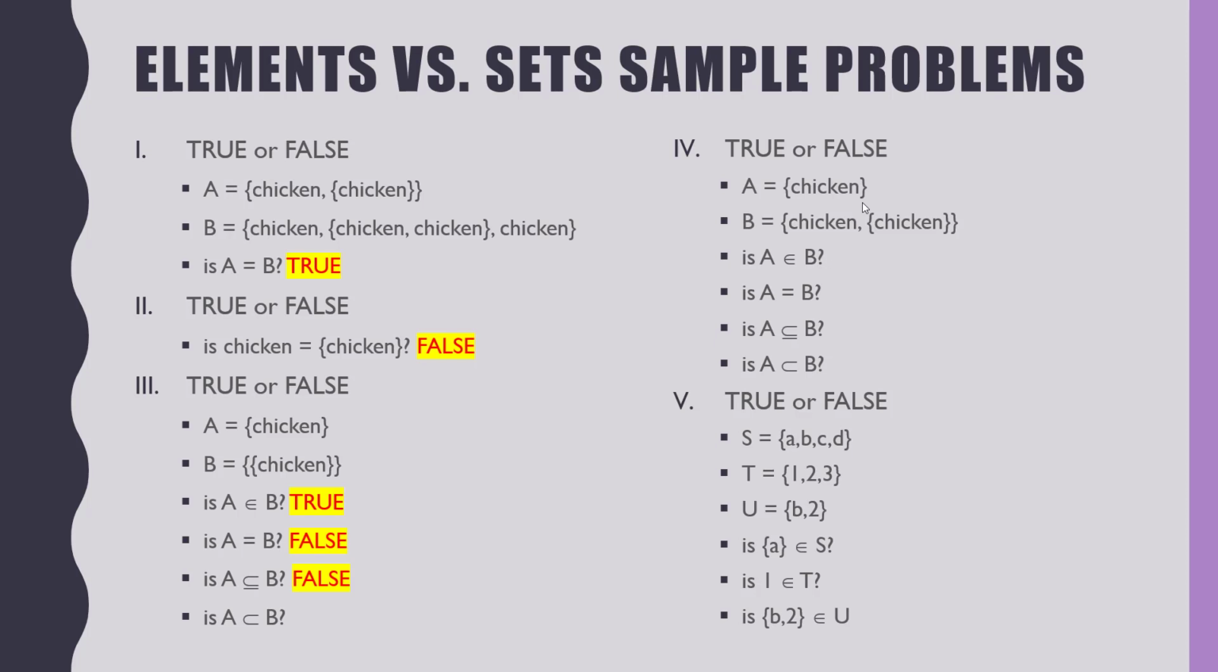The set A contains one element. What's that one element? Chicken. B is a set. B contains one element. What is it? A set that contains, who cares what it contains, but it contains chicken, right? So A is not a subset of B.